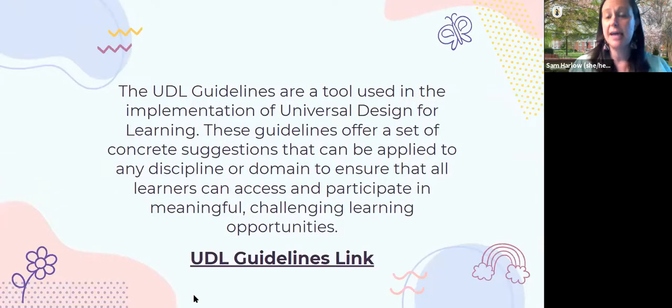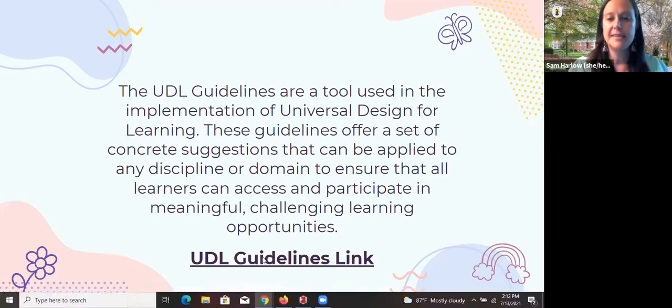UDL, including CAST, the resource I was mentioning before that has a lot of information on Universal Design for Learning, has something called the UDL guidelines. A lot of y'all in the Mentimeter poll at the beginning were talking about practical tips for universal design for accessibility, and here's where we're at with the UDL guidelines. They're a tool used in the implementation of UDL, and they offer a set of concrete suggestions that can be applied to any discipline or domain to ensure that all learners can access and participate in meaningful, challenging learning opportunities.